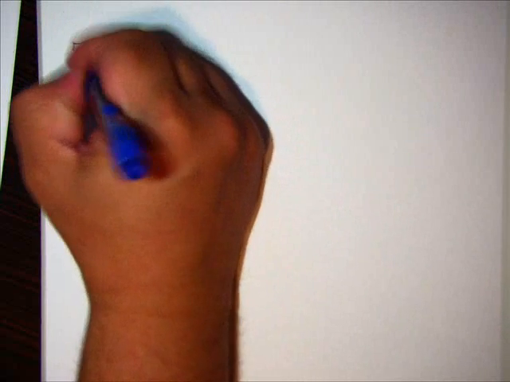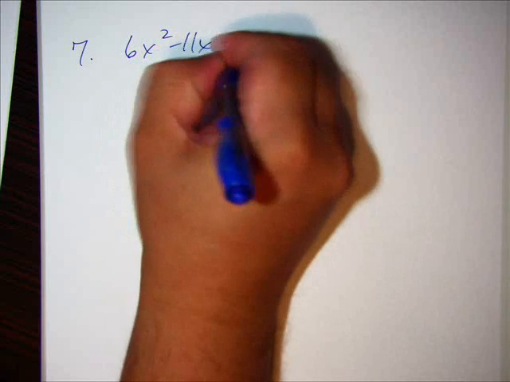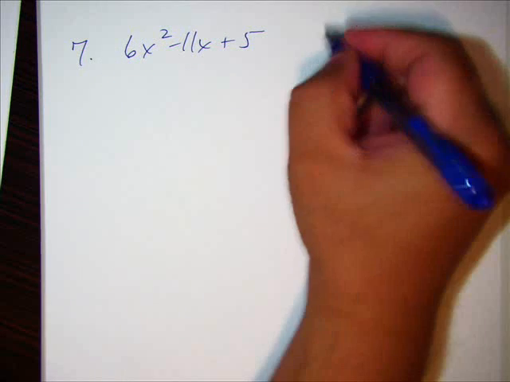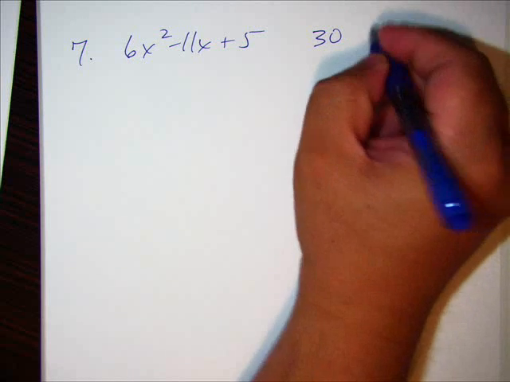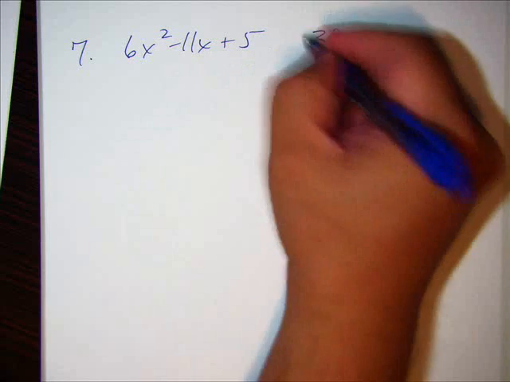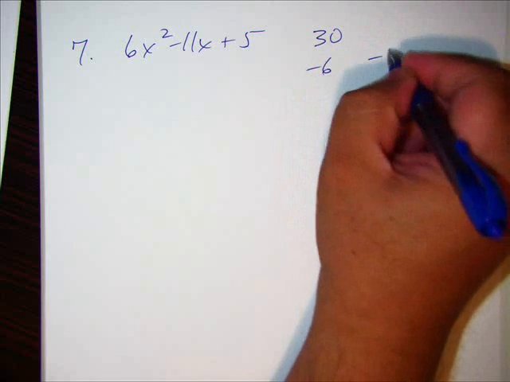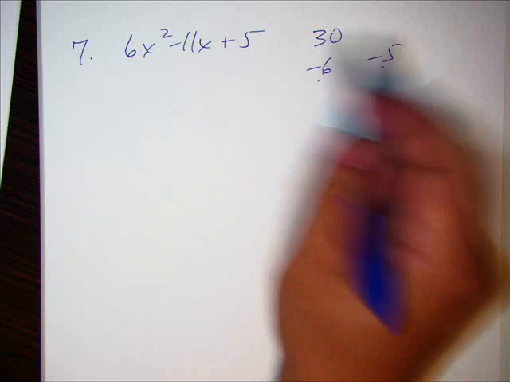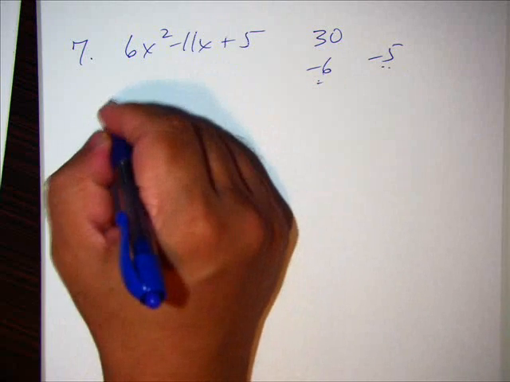Number 7. Oh, I'm running out of time. This might be the last one. 6x squared minus 11x plus 5. 6 times 5 is 30. Factors of 30. How about 6 and 5? Right, and we want a positive 30, so we need negative 6. Negative 6 times negative 5 gives me positive 30, and negative 6 plus negative 5 gives me negative 11x.